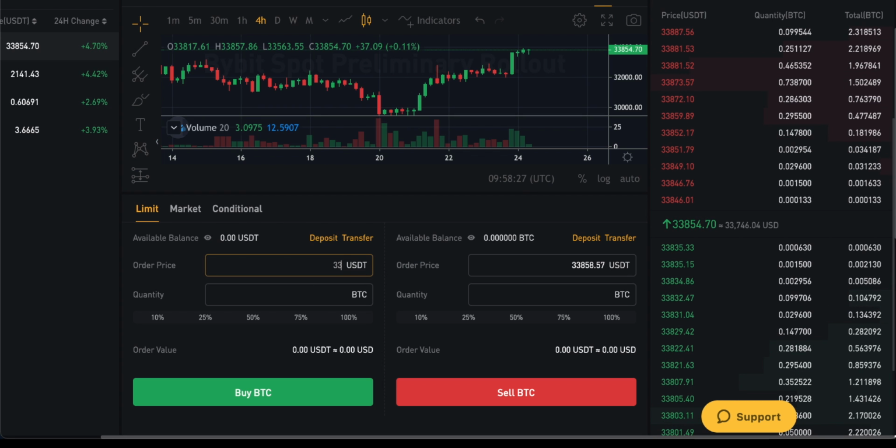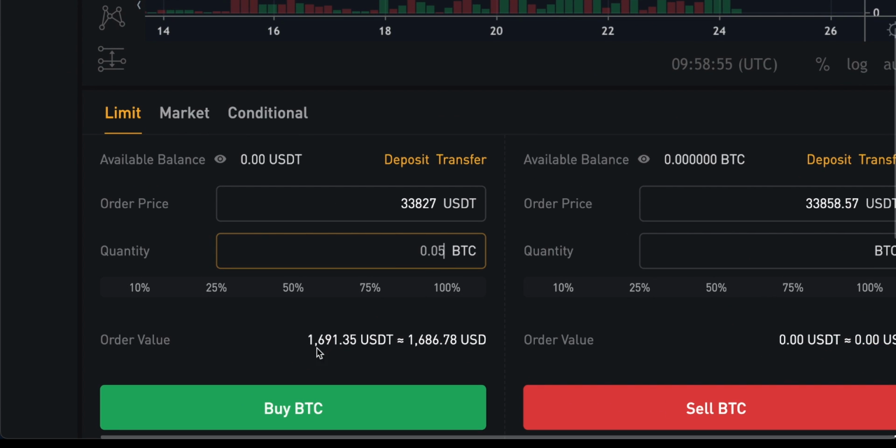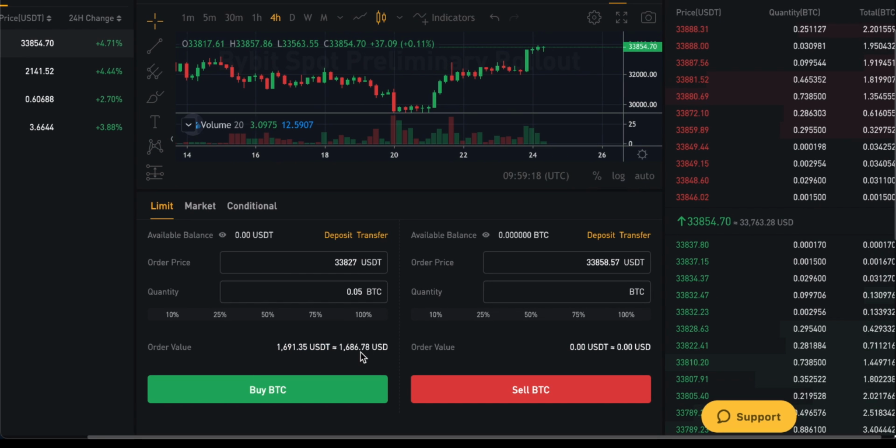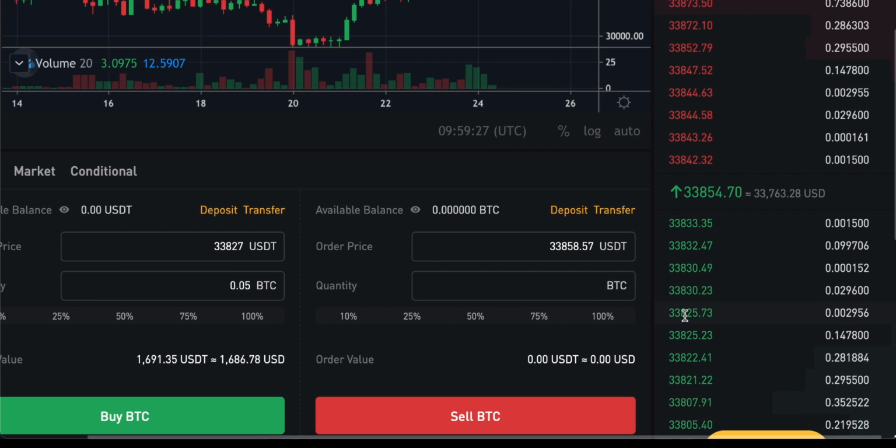33,827 like this. And how many Bitcoin do you want to buy? 0.05 like this, and it will work out the order value for you. If you buy 0.05 of a Bitcoin at 33,827 per Bitcoin, that will work out as around 1,700 USDT. We will be a maker of liquidity because our price, 33,827, is definitely below the current mid price. So we'll come around this level right here and join these bids.